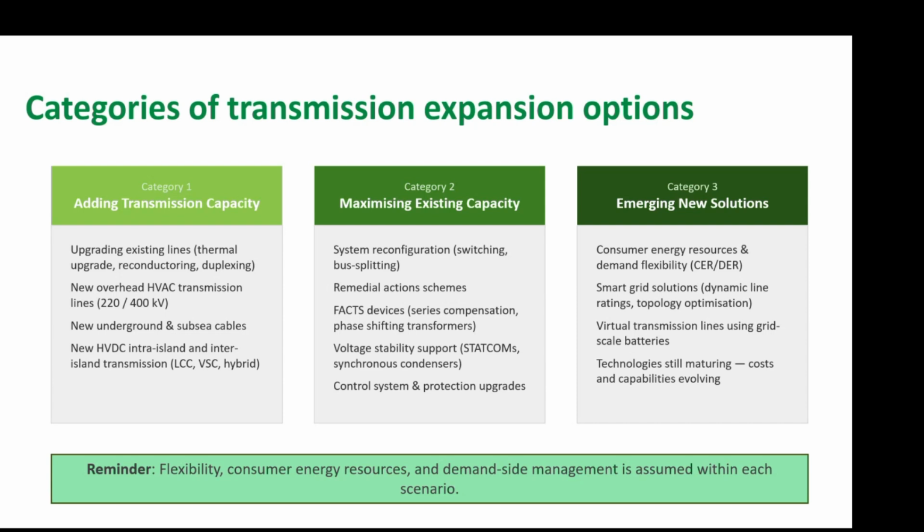So the key point, obviously, is that none of these buckets stand alone. So good system planning will use all three. And what Te Kanapu is adding here is a clear scenario-based view on when this incremental optimization and flexibility are not going to be enough, and when it's time to seriously consider stepping into that bucket number one, category number one, and adding new transmission capacity to support the future system. So I'll hand over to Cam.